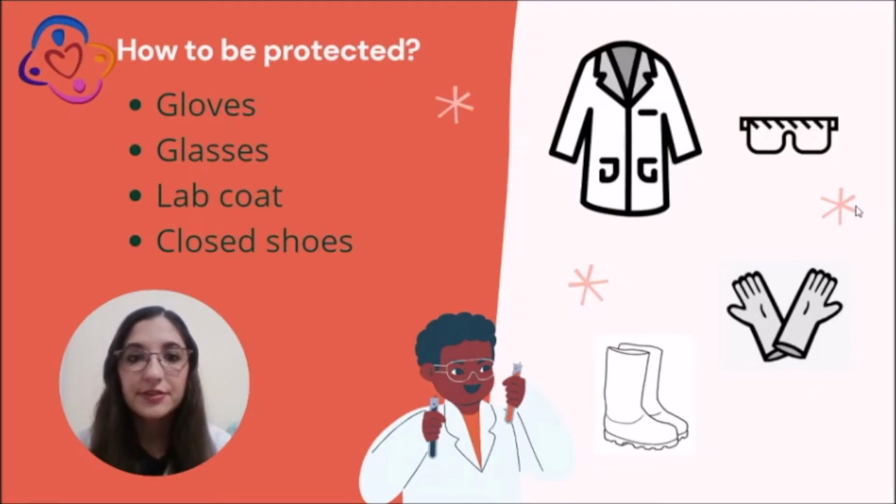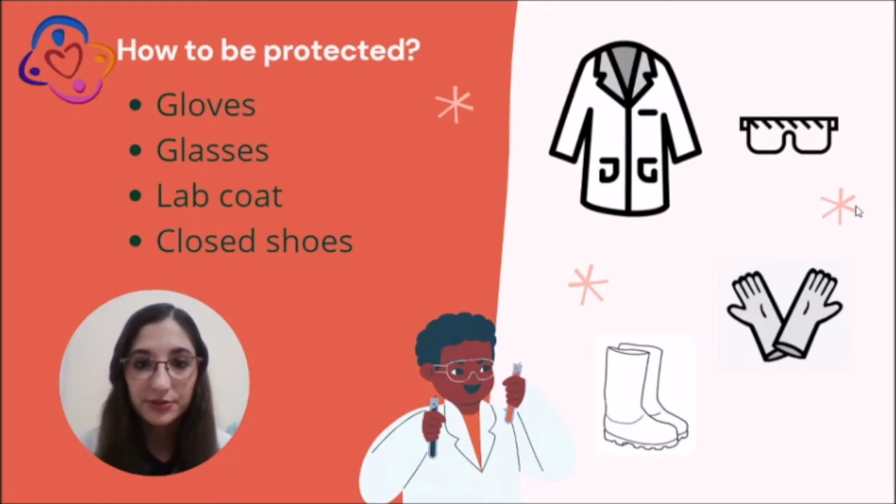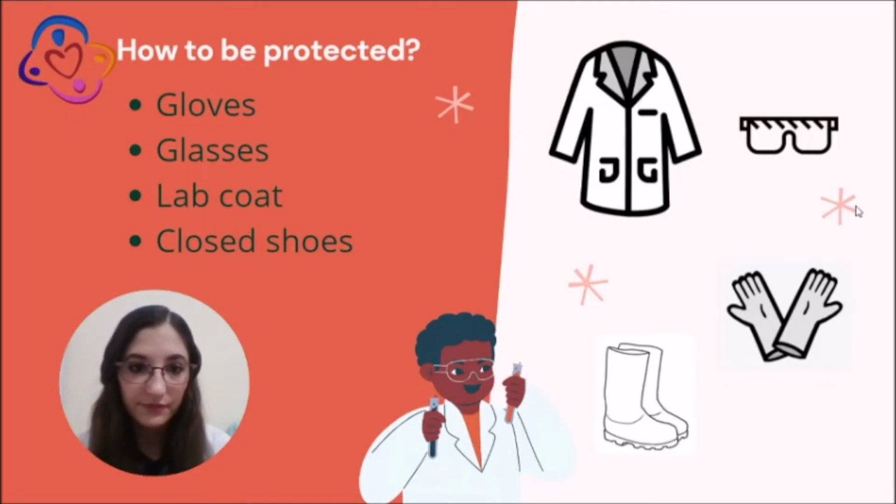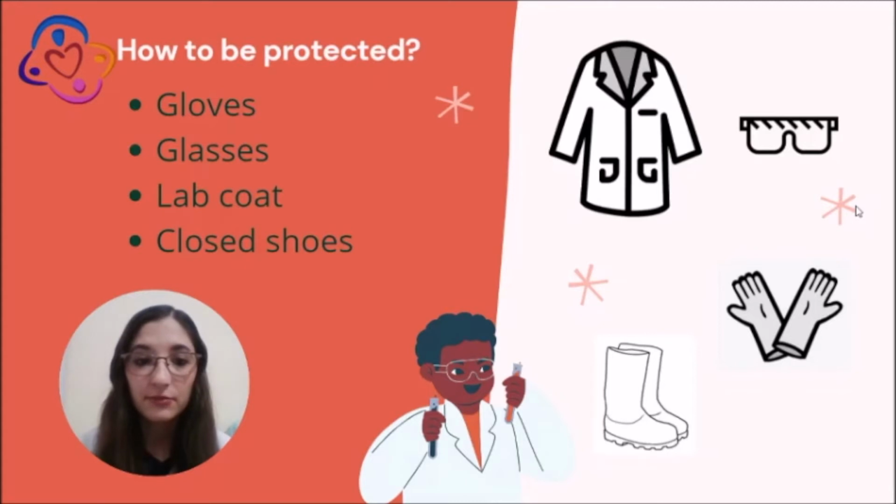And the first are the gloves. Of course, the gloves are to protect our hands from dangerous substances, but also they are important to avoid contaminating our samples. When we are doing an experiment, we could have things in our hands that can contaminate our things. That's why it is important their usage.